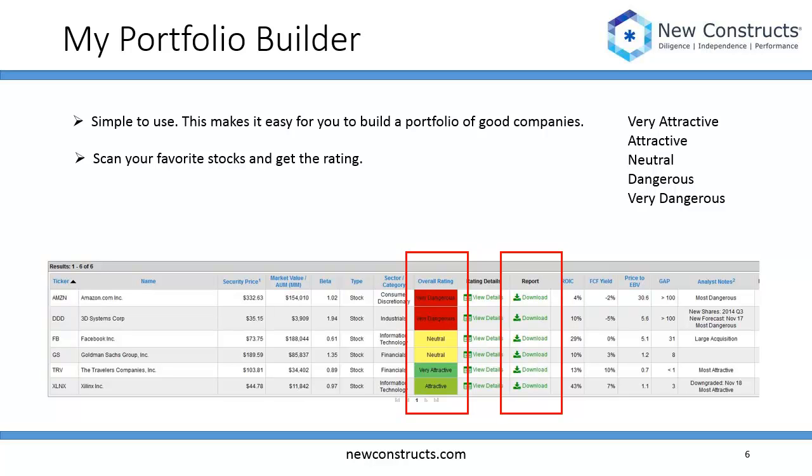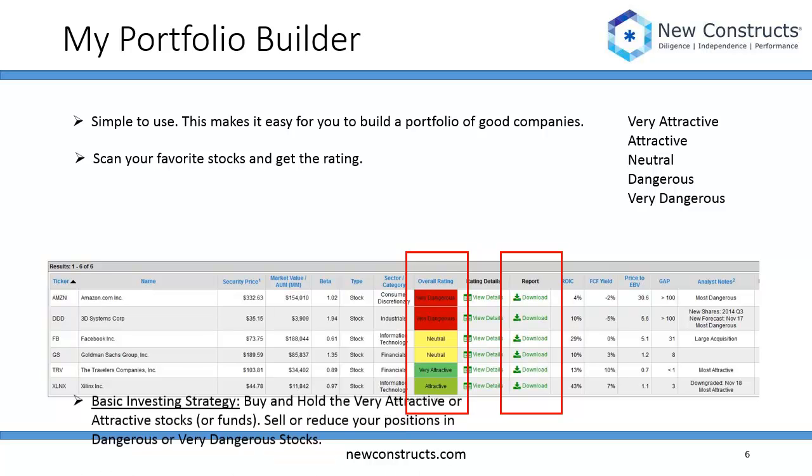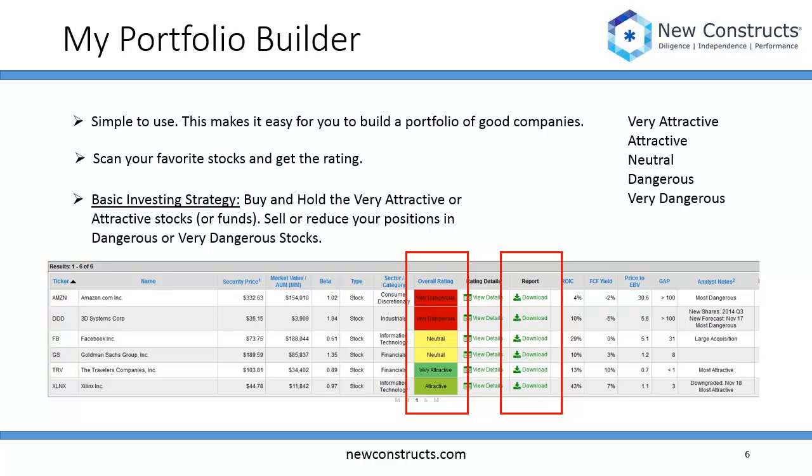If you like a stock and you want to keep it in your portfolio, you download the report, you print it out, you highlight it, and the first page will give you that rating that we just covered before, from very attractive to very dangerous. And a key here is to remember this. Basic investment strategy is to buy and hold the very attractive or attractive stocks or mutual funds or ETFs, and sell or reduce your positions in dangerous or very dangerous stocks.